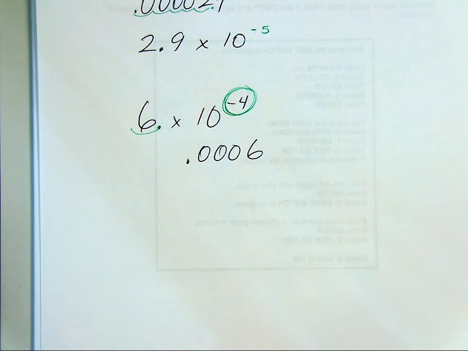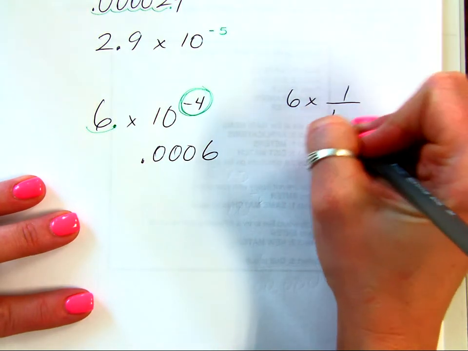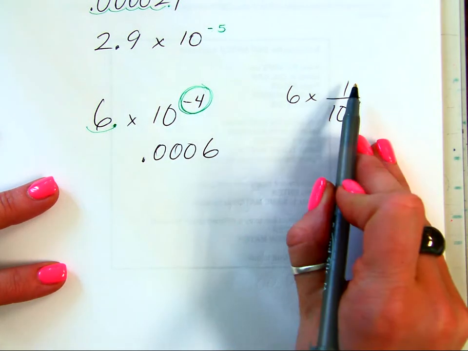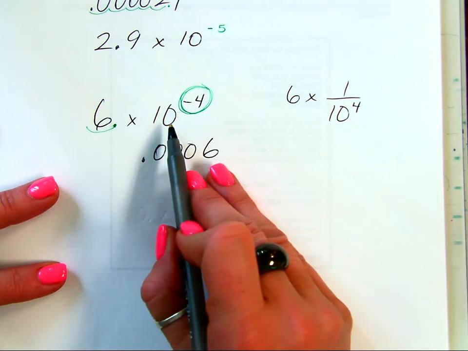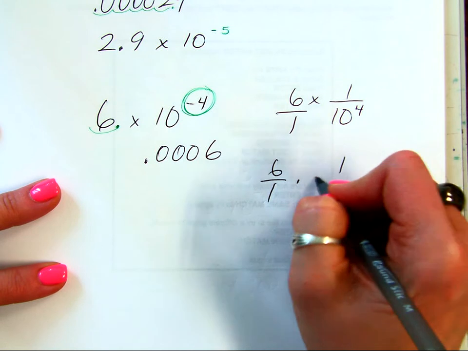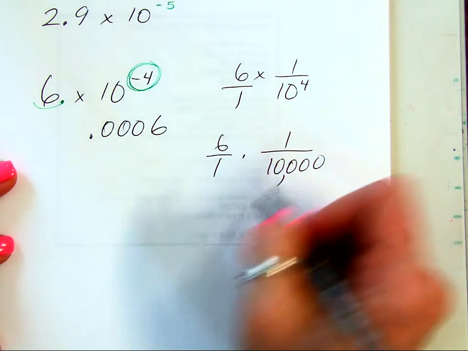Okay, see if you can follow me on this. Here's another way for you to do this. Pretty sure you don't want to do it this way. This is the same as taking 6 and multiplying it by 1 over 10 to the positive 4th, right? We learned that. And that's 6 over 1 times 1 over 10,000, which is 6 over 10,000.